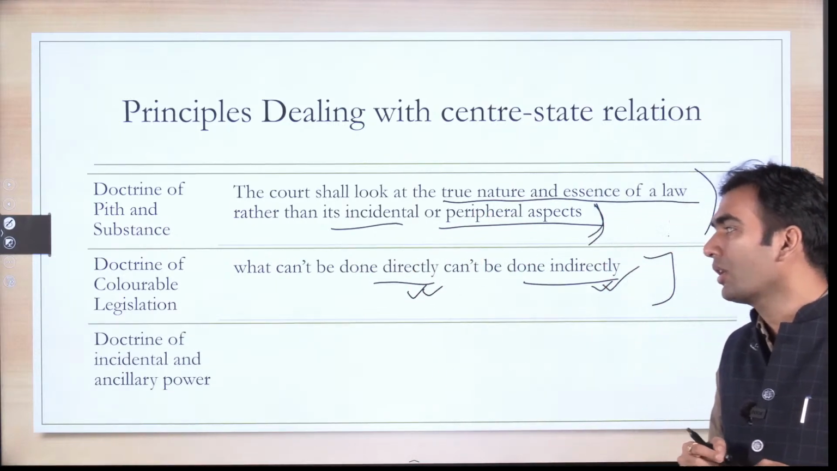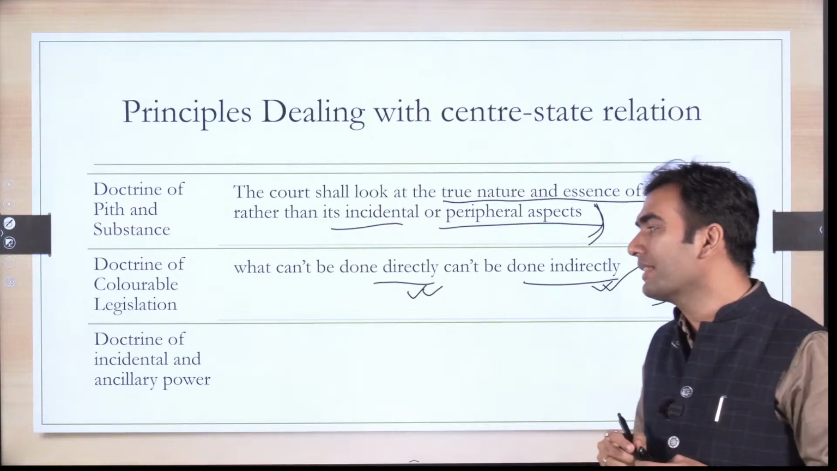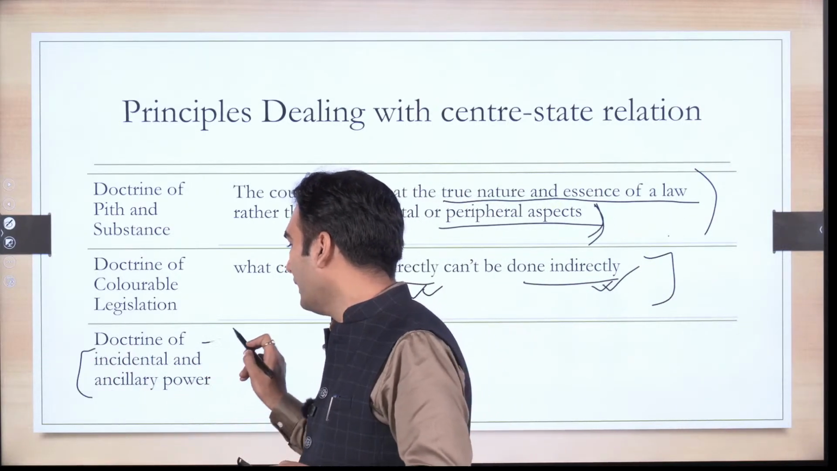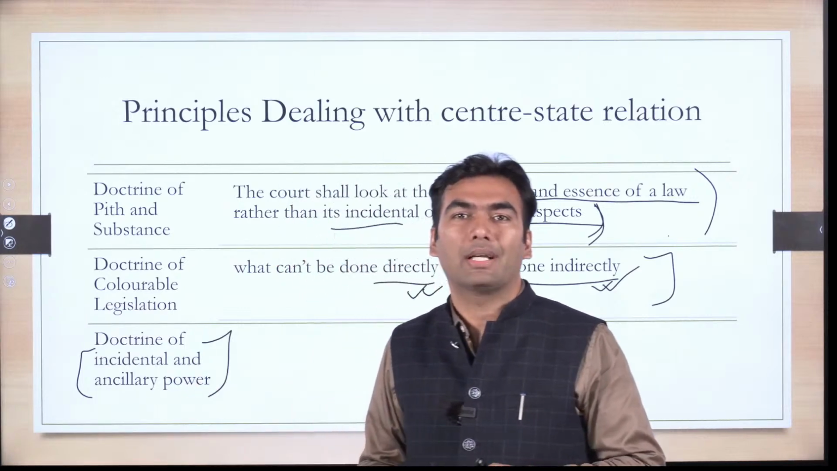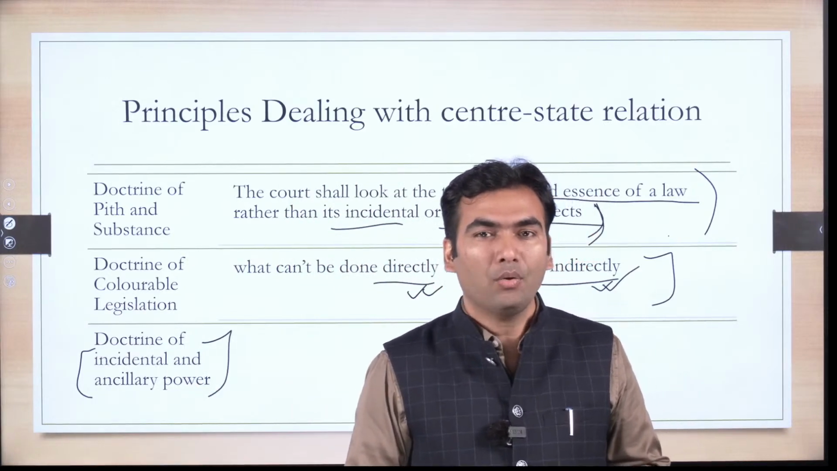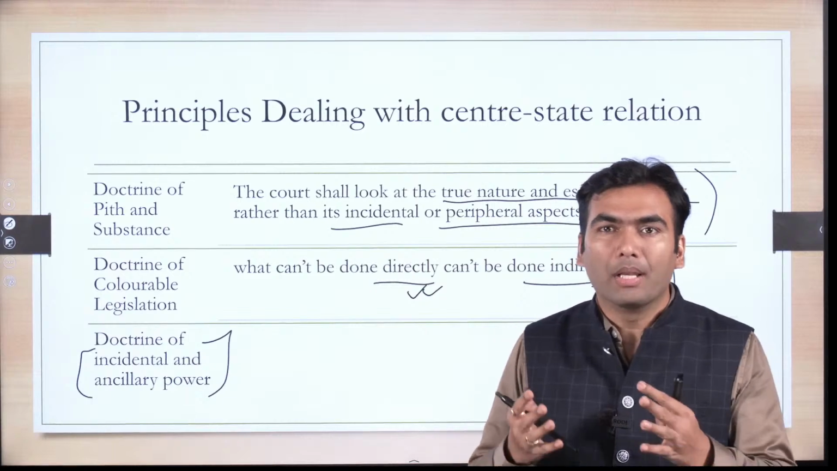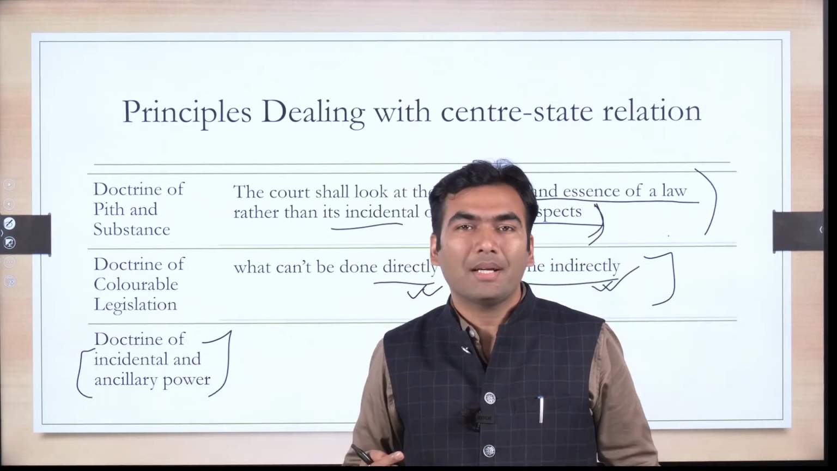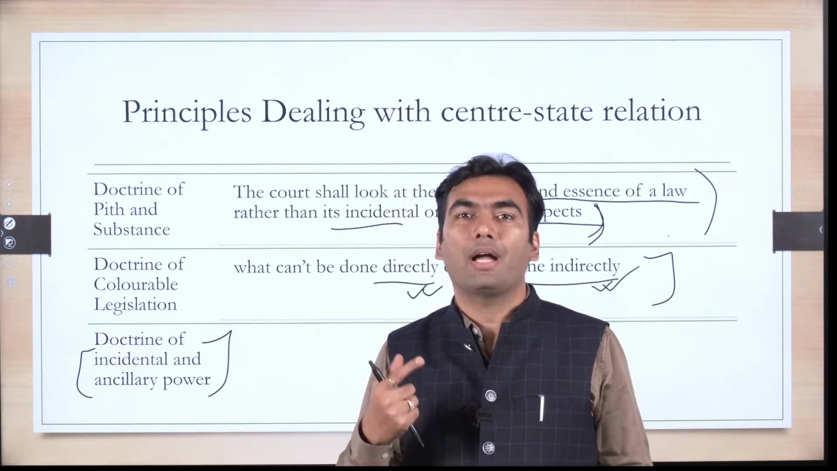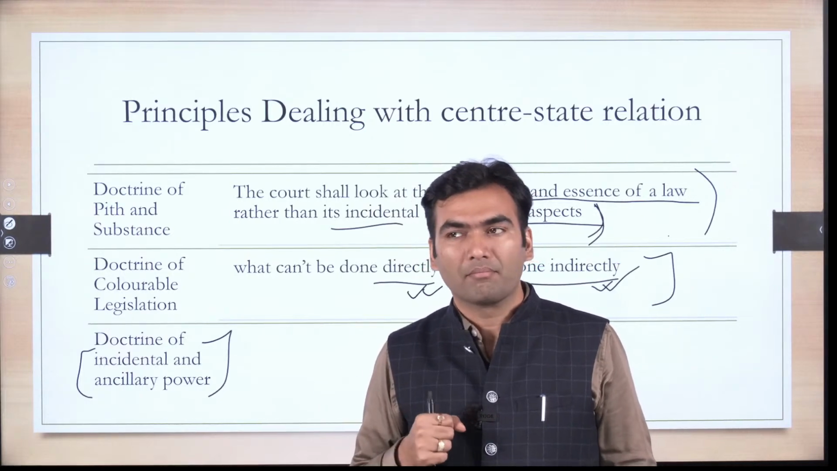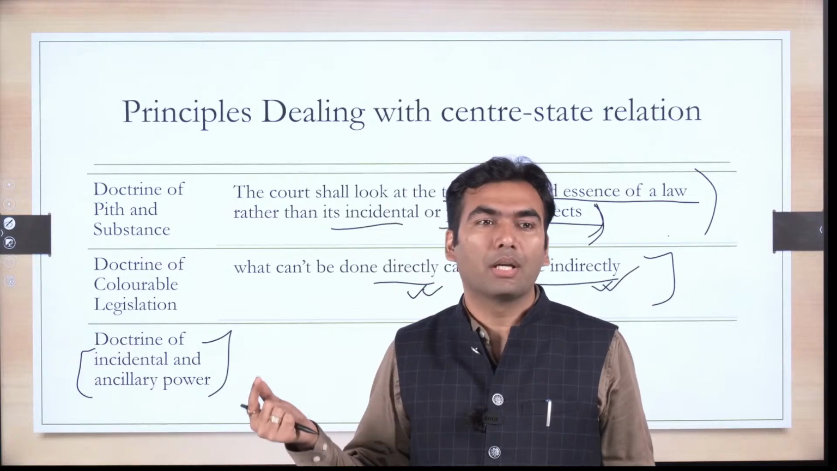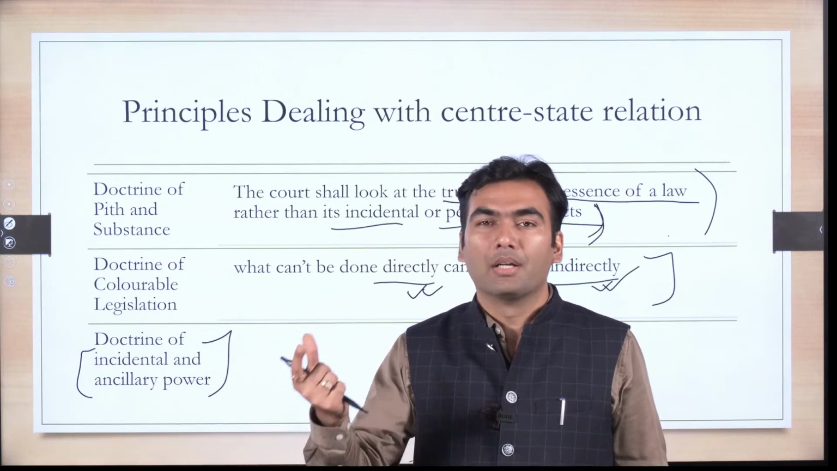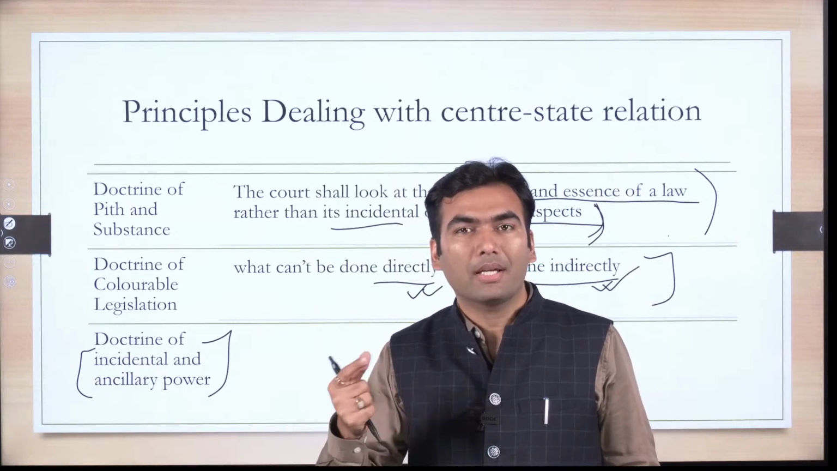Next is the doctrine of incidental and ancillary power. Okay, so suppose the union government has been given the power to collect income tax. Now, obviously, there would be a few people who will not be willing to pay income tax. For that purpose, the government would be required to use power. Maybe the government would require to take certain property in its possession, to have someone in custody, to arrest someone.